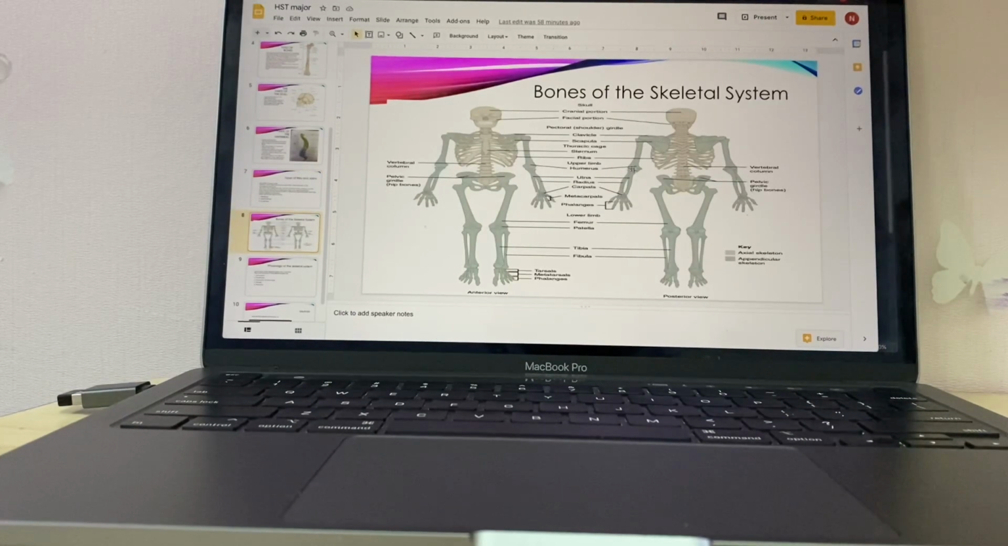Here are the bones of the skeletal system, and I'm not going to go into detail, but here is a visual picture. This is the anterior view and this is the posterior view.